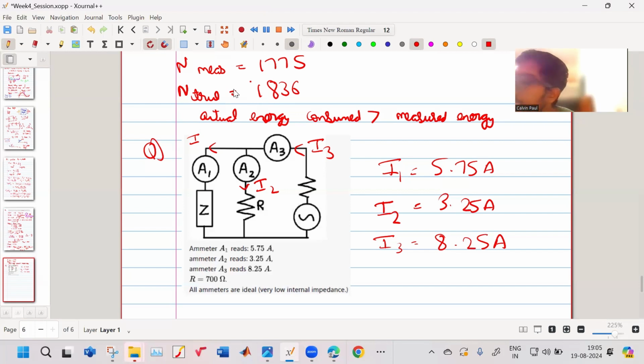So what if you apply KCL over here? What does your KCL say? I3 is equal to I2 plus I1. How much is I2 plus I1? I2 plus I1 is 9. So your I2 plus I1 is 9. But how is your I3 8.25?